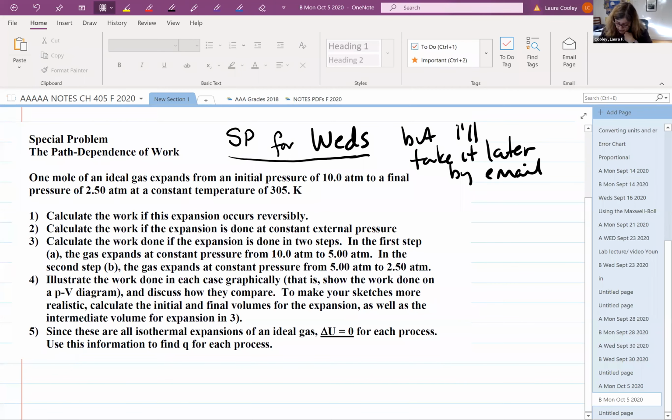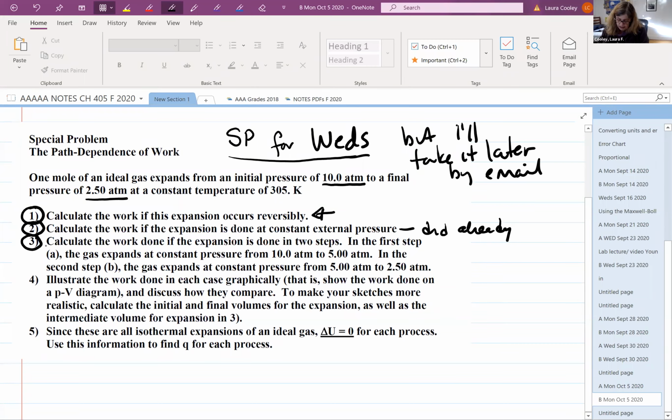So we already did, so notice some of these things are familiar. We have an ideal gas expanding from an initial pressure of 10 atmospheres to a final of 2.5. We have it doing this. So number 2, we did this already. That was the example I gave you at the beginning of class. I would like you to calculate the reversible way, okay? And I've given you the formula, so it's really a pretty simple calculation.